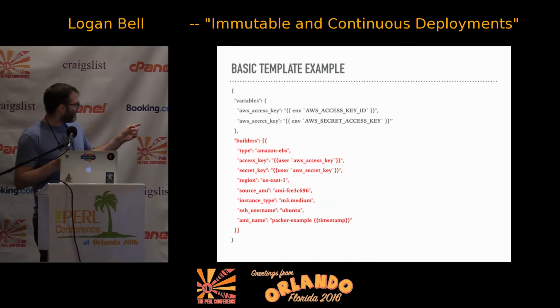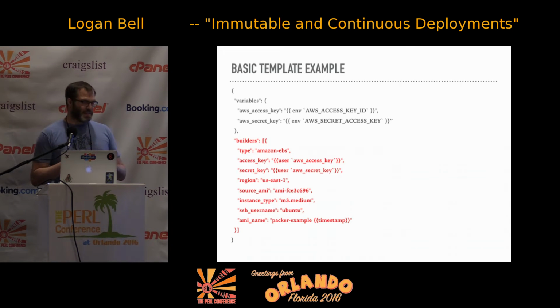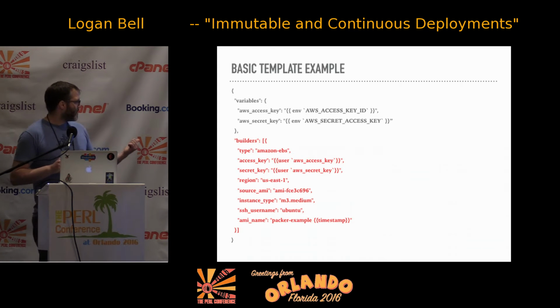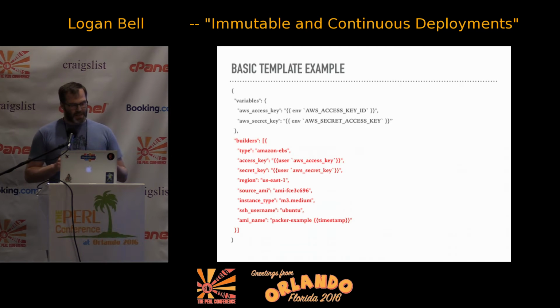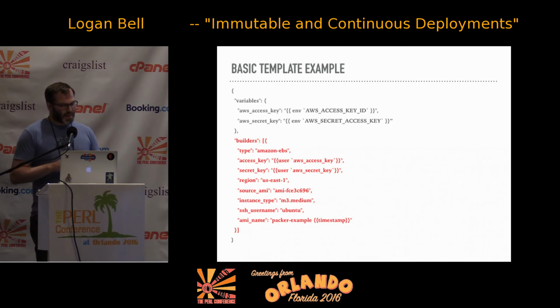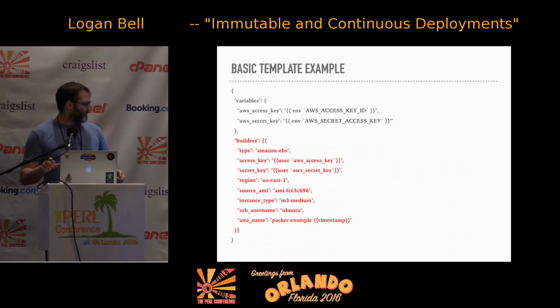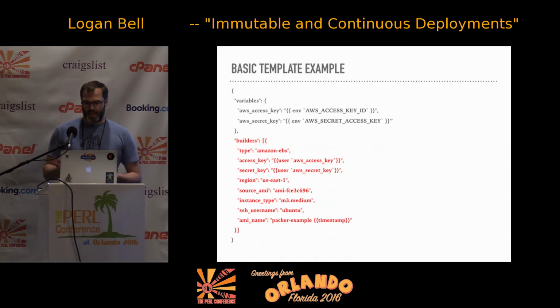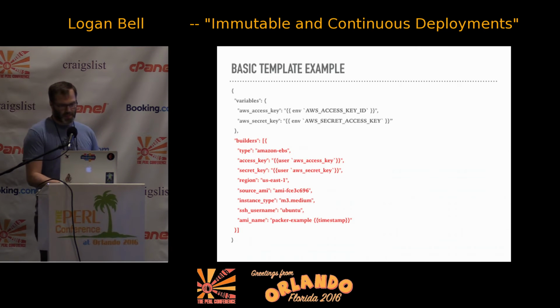And then an important aspect is the source AMI. This is the AMI that it's going to use to build, and this particular one is an Ubuntu source AMI. And then the last thing down at the bottom there, an AMI name. When it's done provisioning, it's going to save this off into EC2 as this name down here, Packer-example, and it's using a special built-in variable called timestamp to place a timestamp there.